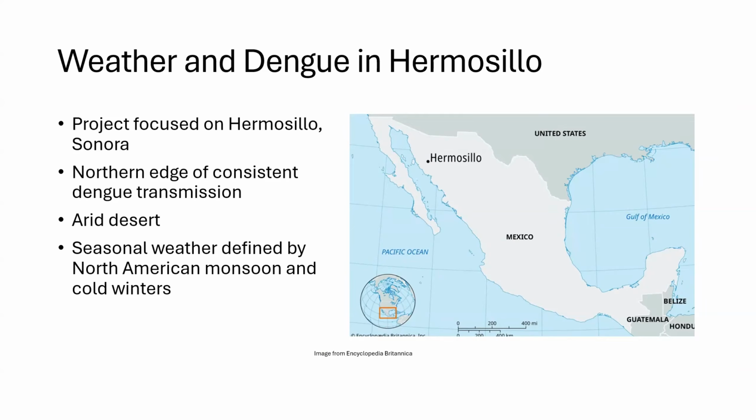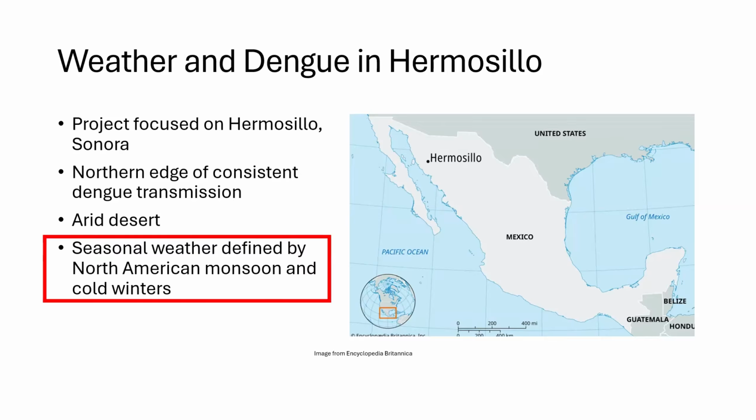And so we're interested in this because it is this marginal environment, right? And we're wondering why there's stuff here, what allows dengue to survive here, and possibly doesn't allow it to survive somewhere further north. So when we're thinking about climate and weather in this region, the big thing to think about is how seasonal weather here is defined by the North American monsoon and relatively cold winters. So what does that mean? What do I mean by the weather is kind of defined by this?